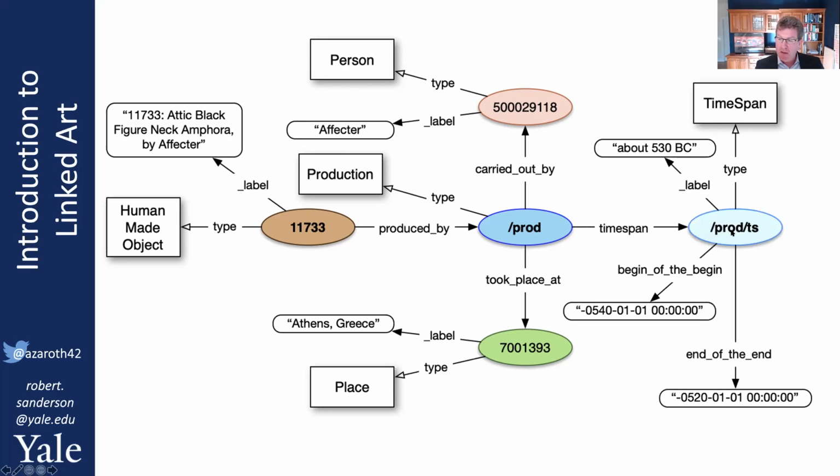And it took place at a particular time span, which has a label of about 530 BC. And you would also express that as a name of the time span. It starts, or the earliest possible time is 540 BC. The end time would be 520 BC. So now we've zoomed out to the activity-centered pattern of what happened: the activity, who did it, when they did it, where they did it, and what did it affect. In this case, it produced the object.